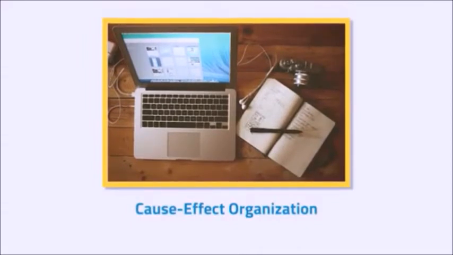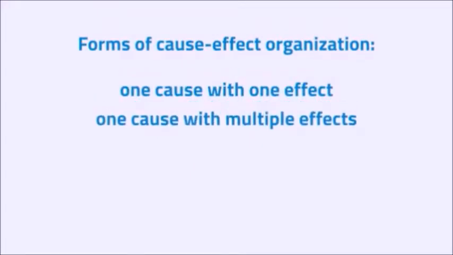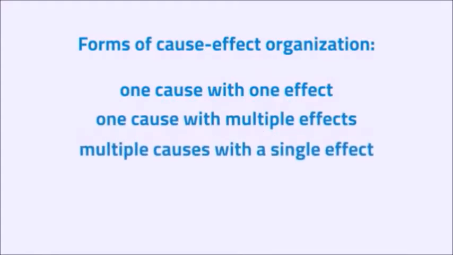Cause-effect organization is used when showing causal relationships. It can be between events, ideas, and trends. It can have several forms such as one cause with one effect, one cause with multiple effects, multiple causes with a single effect, and a chain of causal effects.